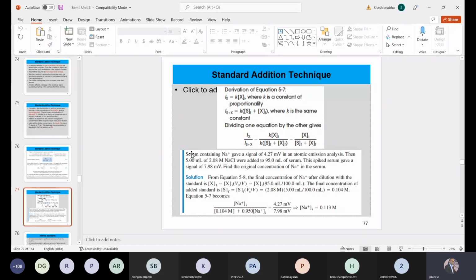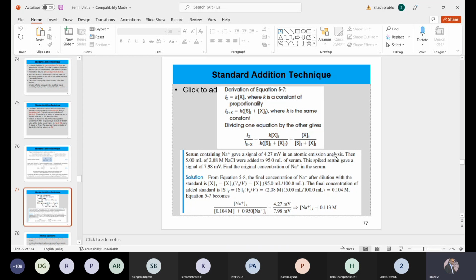This is where the problem is. This is a simple solution, a problem and a simple solution to it. Now, the problem goes like this: serum containing Na plus gave a signal of 4.27 millivolts in an atomic emission analysis. As I said, this can be applied to any known instrumental technique or instrumental analysis.